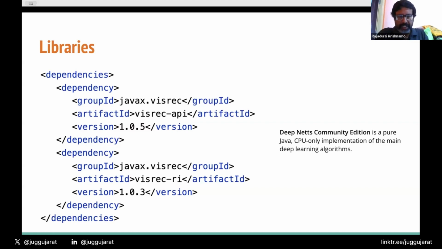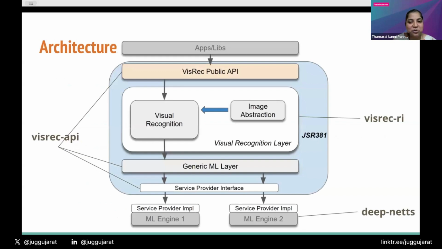Great. Now we have seen the architecture and the libraries. If you can connect these two and show us which one fits where, I think that will be clearer for all of us. Yeah, when I first tried to understand, I also got a little confused. This is the diagram. The visual recognition API library is the public API, and it also has the generic ML layer and the service provider interfaces. It is a standard set, just an abstraction layer. The other dependency we saw is the reference implementation, which connects all these layers and your machine learning with the service provider. The last one is the library coming from DeepNets. I hope it's clear.